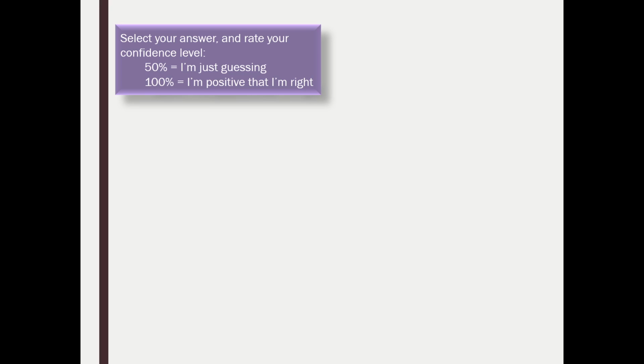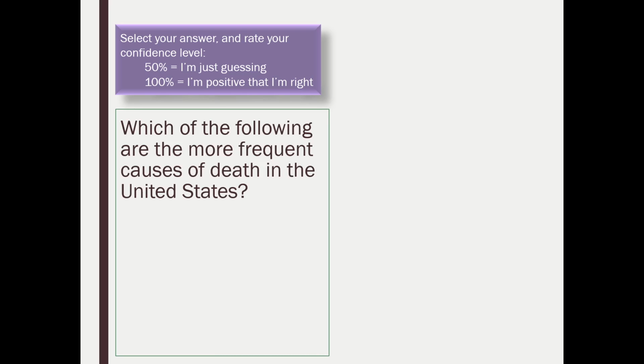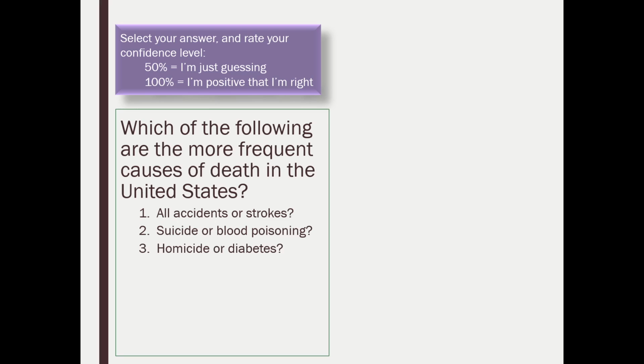All right, let's jump in and you can start rating. So, which of the following are the more frequent causes of death in the United States? Number 1, is it all accidents or is it strokes? So pick your answer. You're going to choose either all accidents or strokes. And then you're going to rate how confident you are that you have picked the correct answer. Okay. Number 2, is it suicide or blood poisoning? So pick the one that you think is the correct answer, the more common cause of death, and then how confident you are about your selection. Number 3, is it homicide or diabetes?